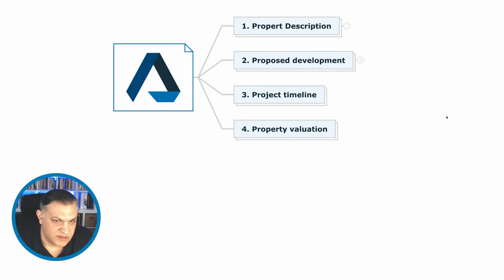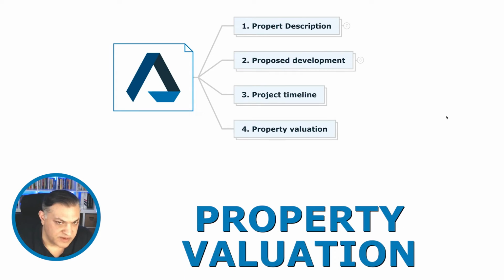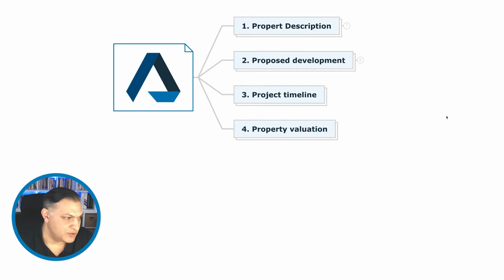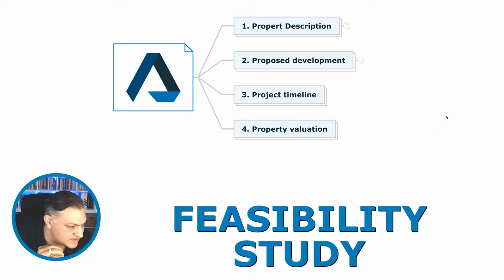The fourth thing you need is a property valuation. Now, sometimes you may have this or you may not have it. If you have it and it's done by a professional valuer or an industry professional where the valuation can be taken to a bank, by all means, you must have that included in your feasibility study.